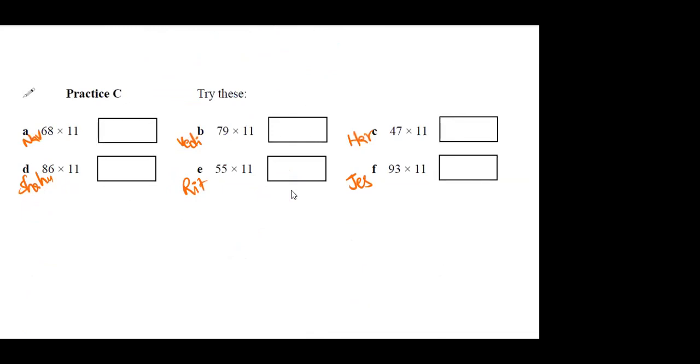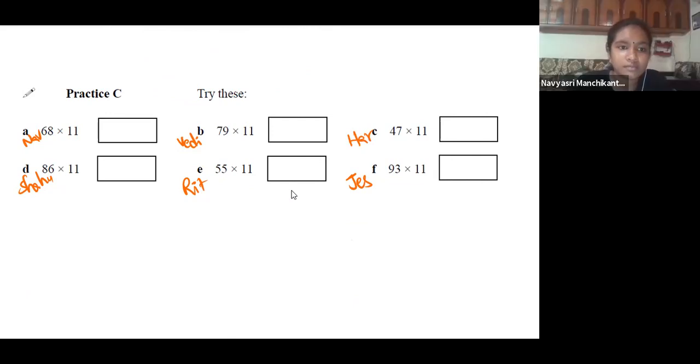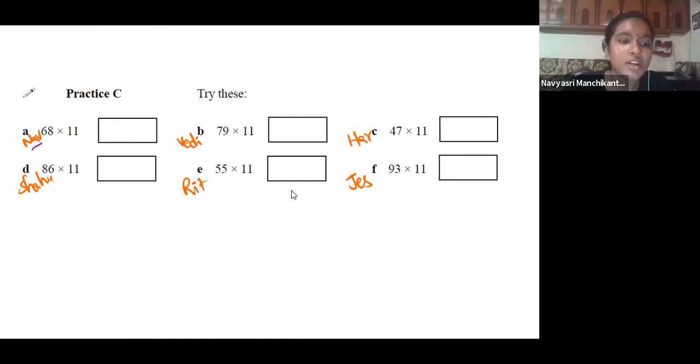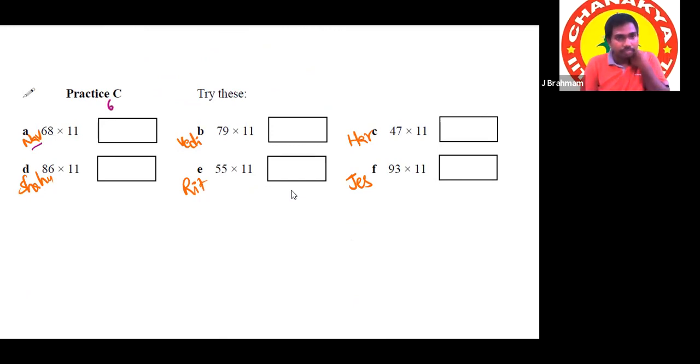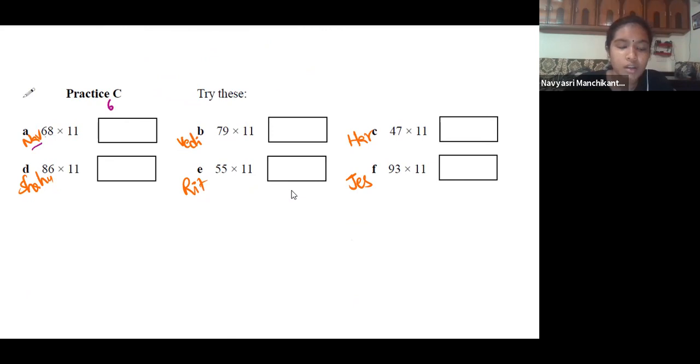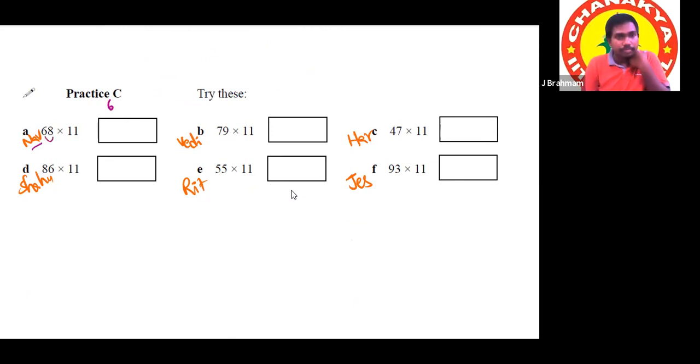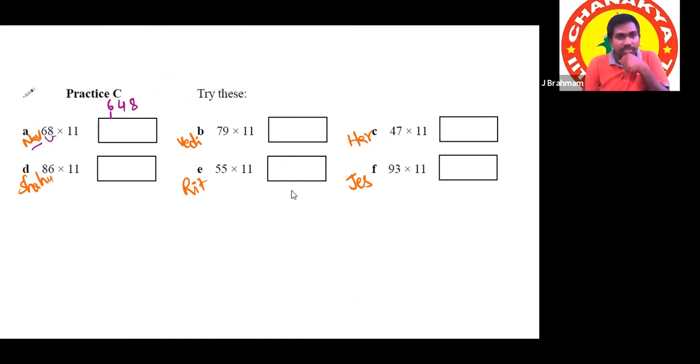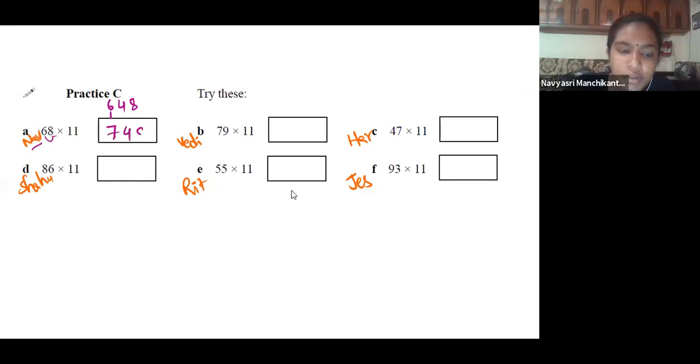Okay, ready with your solutions? Navya, start with your solution. First we write 6, and then 6 plus 8 is 14, so 4 here and 1 carried, and then we write 8. Then the answer is 748. That's all. Very good.